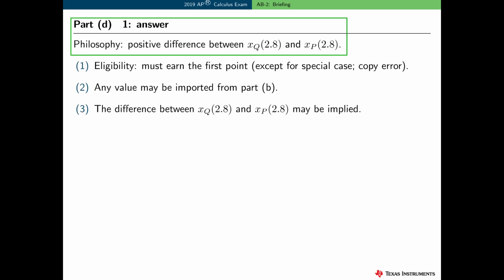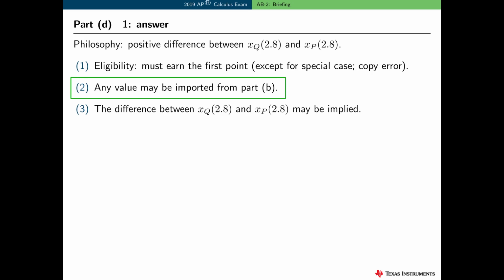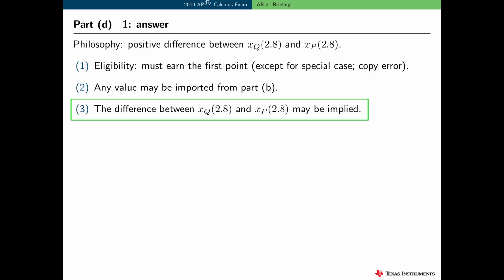The third point in part D was for the answer, a positive difference between the position of particles q and p. There was an eligibility criterion here. The student must earn the first point in part D. Now, there was a special exception to this rule in the case of a copy error. Any value may be imported from part B and used to compute this distance. And the difference may be implied, that is, no explicit subtraction is shown.